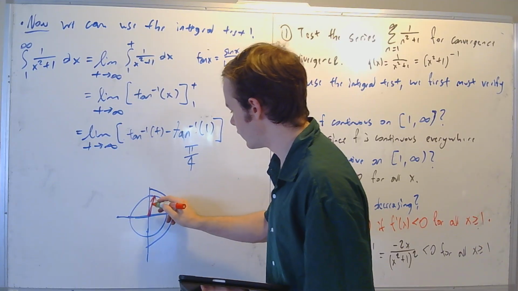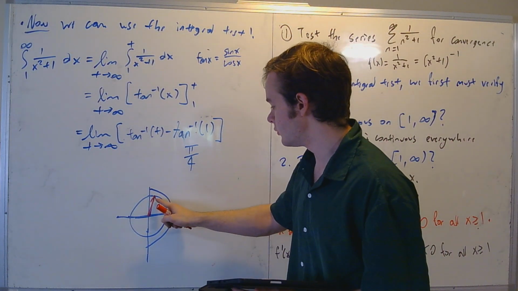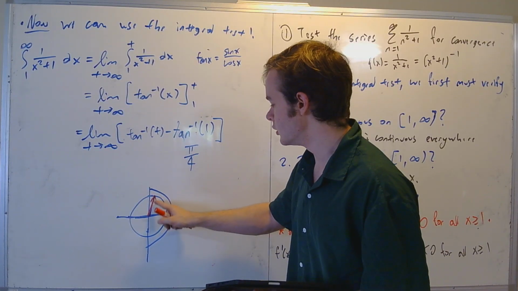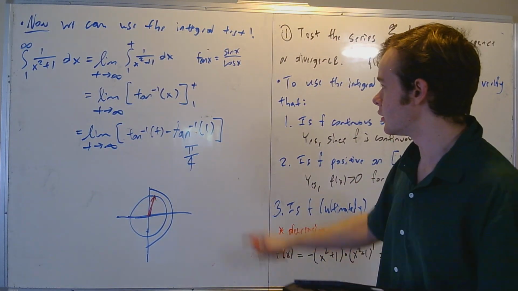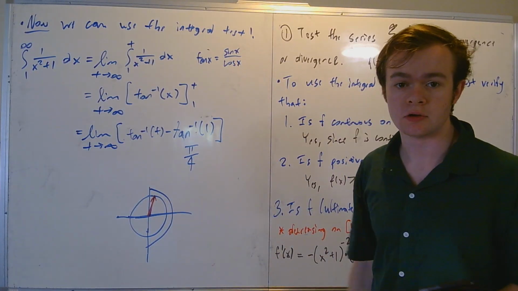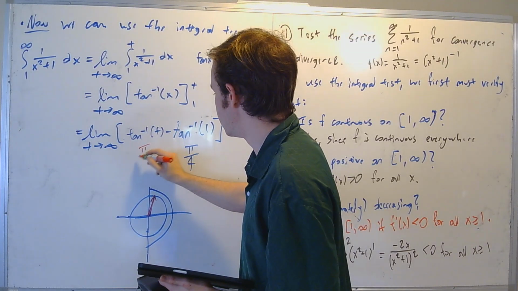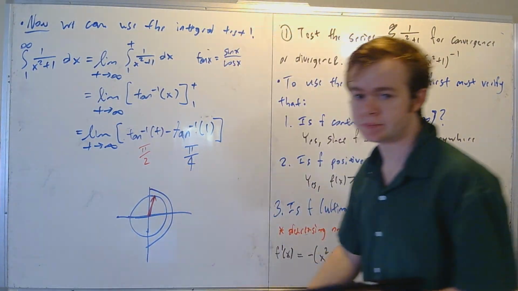You're going to get very, very close to pi over 2, because what's happening is your sine is getting larger, but your cosine is getting smaller and smaller, and dividing by that small number gives you a very large number. So the answer here would actually be pi over 2.